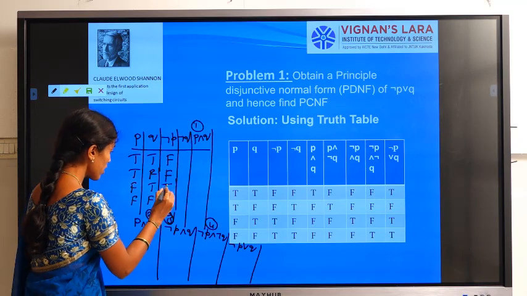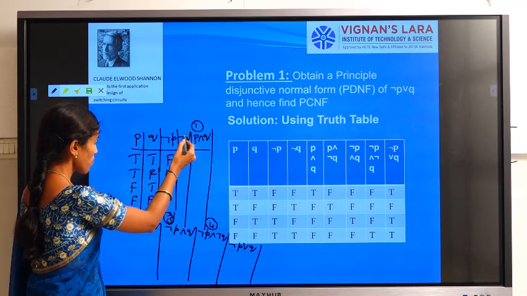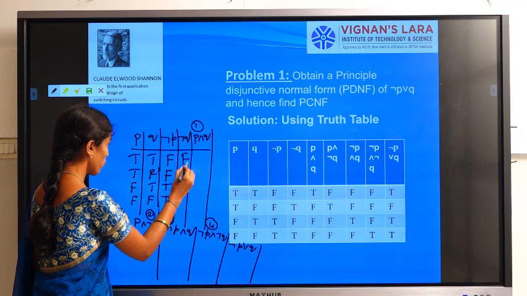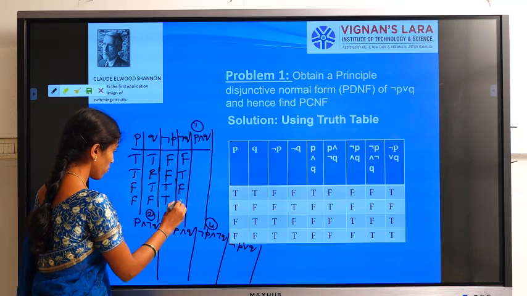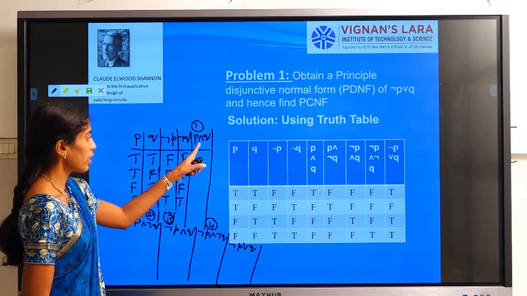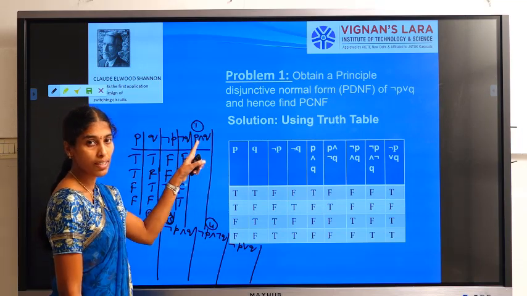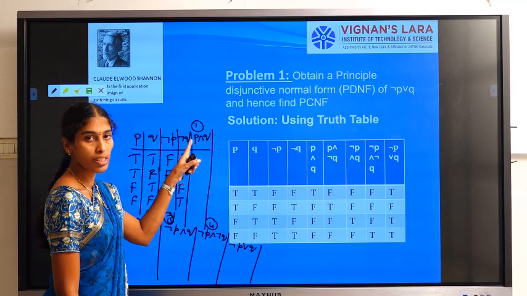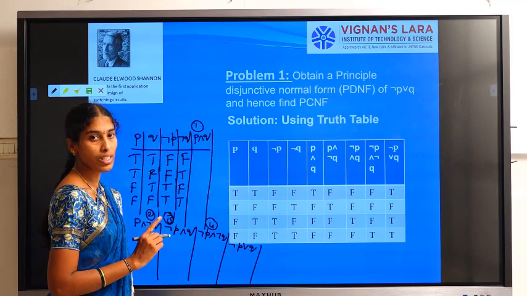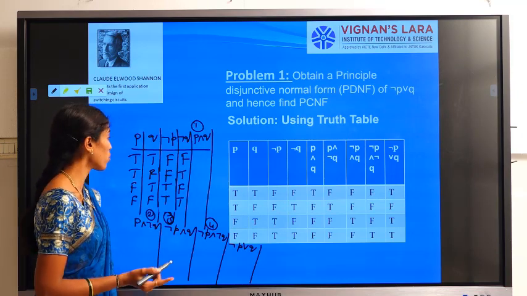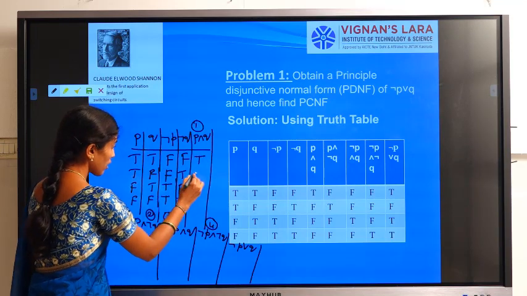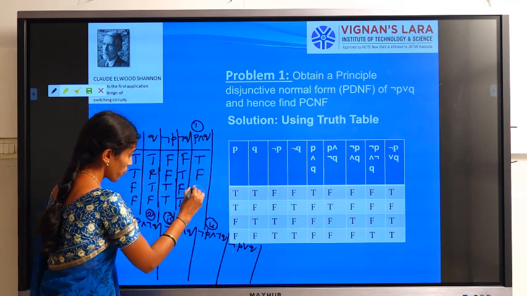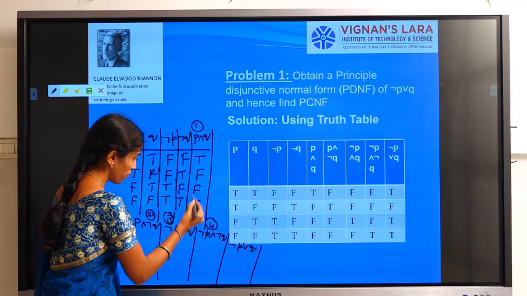Negation of false is true. Similarly, negation Q. Then P and Q, and means conjunction. In the conjunction table, only in one case is it true, if both values are true. So T and T is T. In the remaining three cases, it is false.